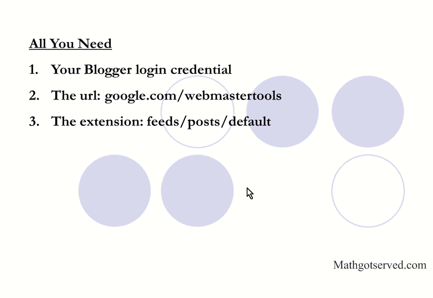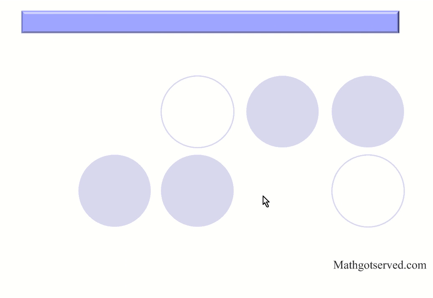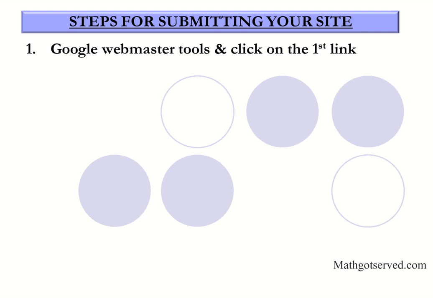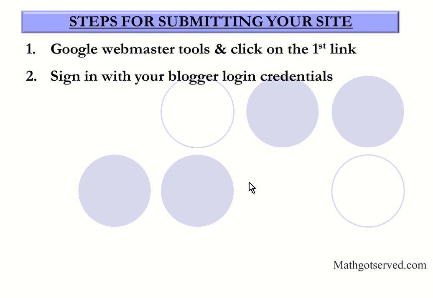All right. I'm going to provide you with the steps first, and then I'm going to do a demonstration for you as to how to submit the sitemap of your Blogspot or your blog site to Google. So here go the steps. First, you can type in the URL google.com/webmaster-tools, or you can just go to Google, search for Google Webmaster Tools, and click on the first link that shows up.